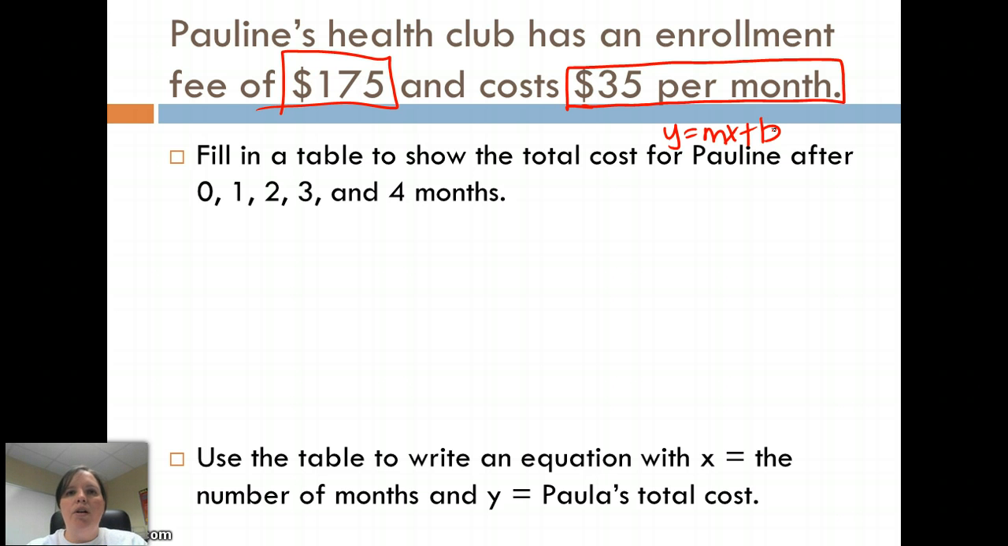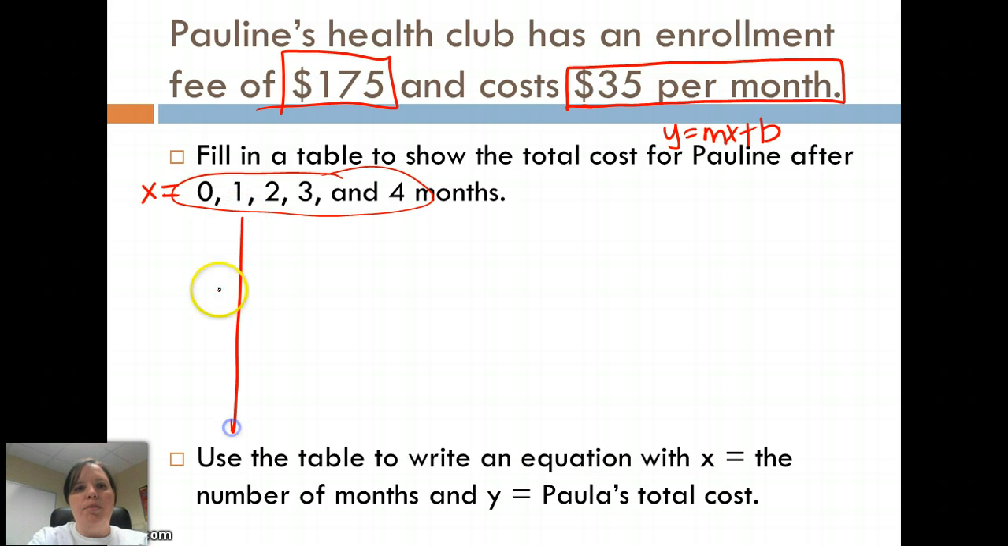The default way, though, if you have no other way to figure out the equation, is to do what this asks you in the first step, which is fill in a table to show the total cost for Pauline after 0, 1, 2, 3, and 4 months. Because these are the values you're picking to plug into the situation, even if we weren't told this at the bottom, these would be your x values. So the x values are going to be the number of months. The y values then would be, well, what changes based on what month it is? It would be the total cost.